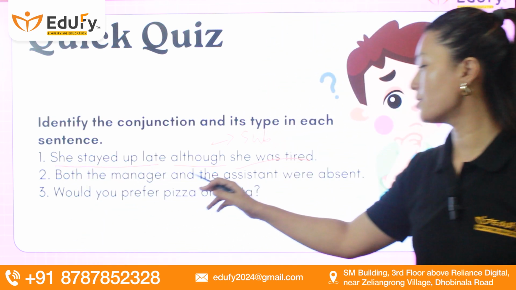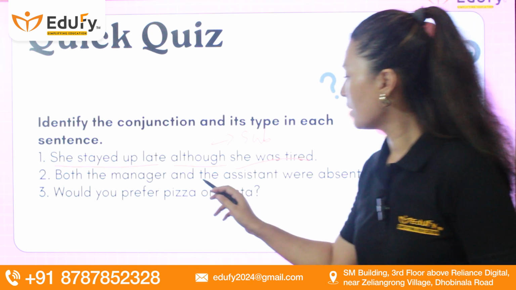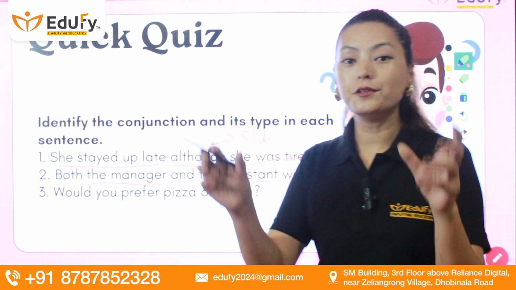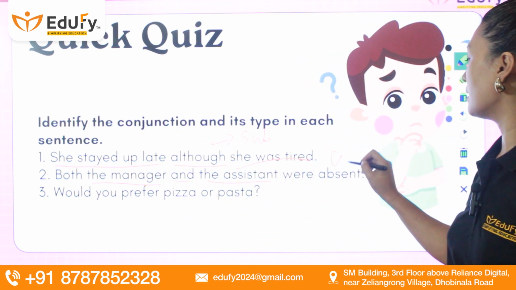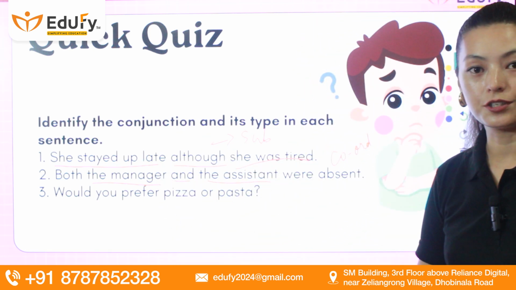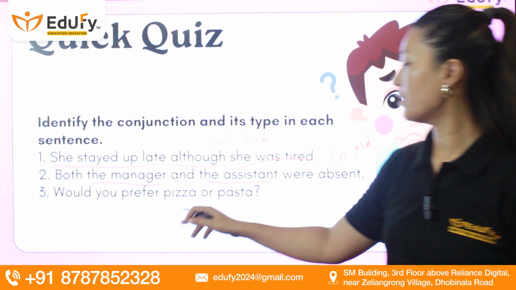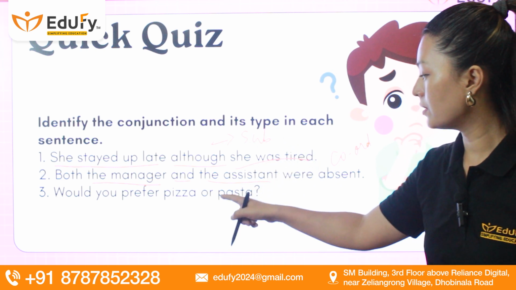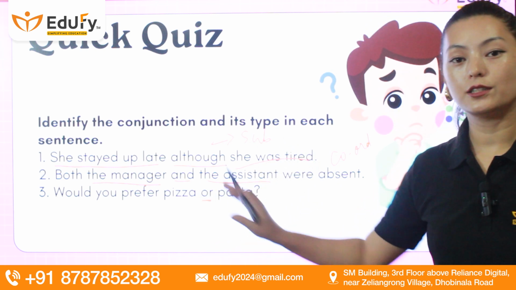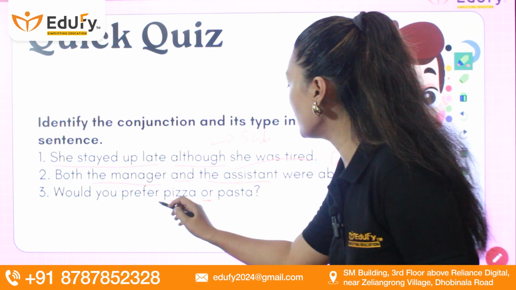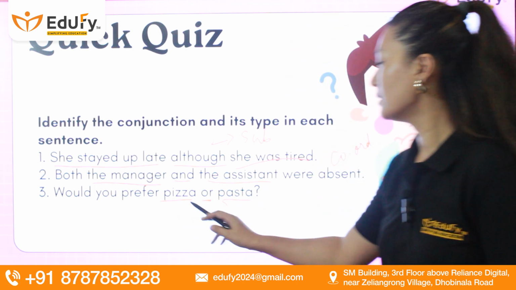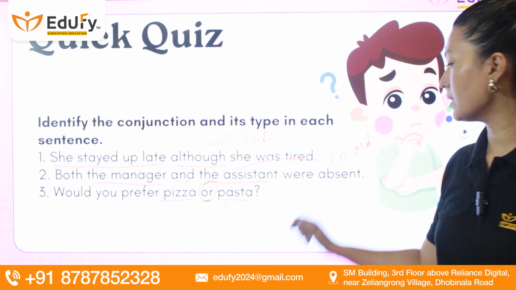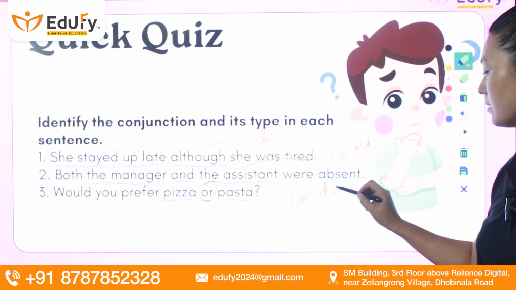The second one: both the manager and the assistant were absent. We have this one, right? And it is joining the manager and the assistant, two similar elements. What is it? It's a coordinating conjunction, right? Next one: would you prefer pizza or pasta? What would you like to understand through this one? Or, right? This is a conjunction. Which type of conjunction is it? Pizza or pasta, similar elements, food, joined by this one. So it is also a coordinating conjunction.